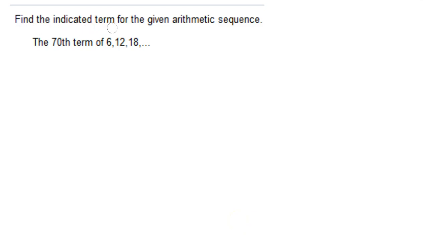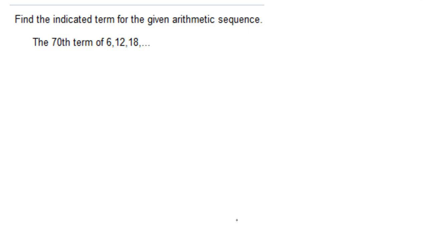Find the indicated term for the given arithmetic sequence. The 70th term of 6, 12, 18. So what we want to do is find the nth term of this arithmetic sequence.